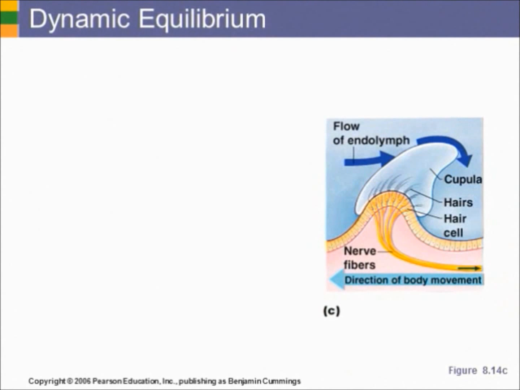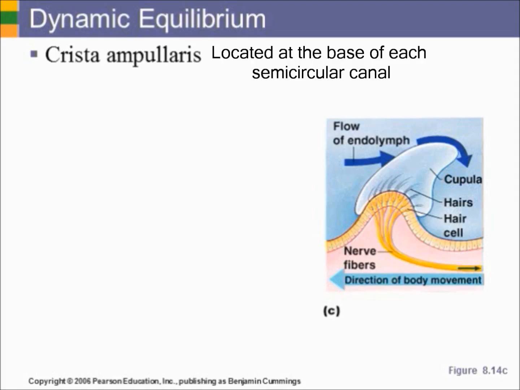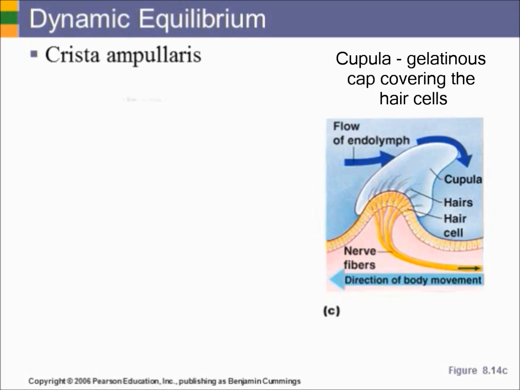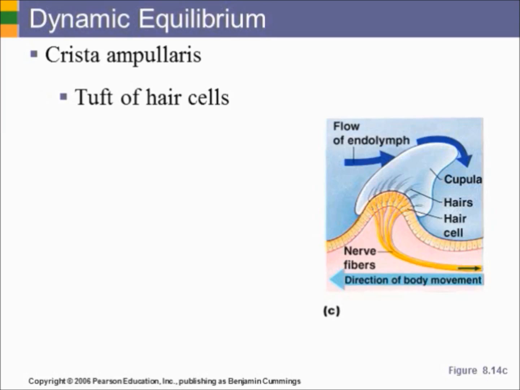Now to dynamic equilibrium, or movement. The structure here is called the crista ampullaris. These are located at the base of each semicircular canal. You'll have one of these little tiny crista ampullaris here, these structures shown right here, which has a structure called a cupula surrounding little tiny hair cells. Now, what happens is this. In the semicircular canals, you've got a clear fluid called endolymph.